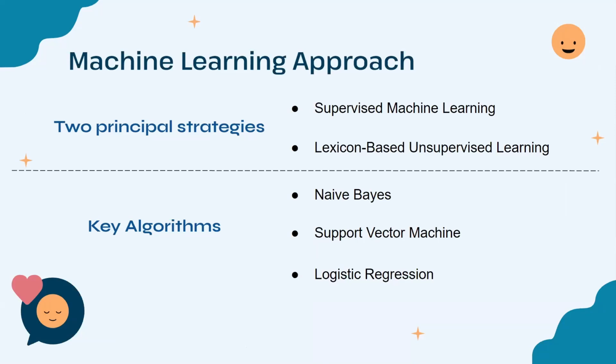In contrast, machine learning algorithms present other strategies for sentiment classification, embracing both supervised and unsupervised learning strategies. Using algorithms like naive Bayes, support vector machine, and logistic regression, this approach navigates the complexity of sentiment analysis, enabling comprehension and classification across diverse textual datasets.